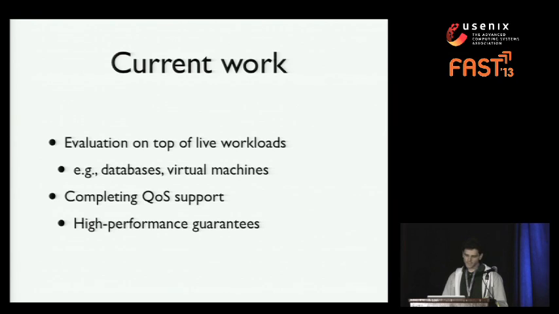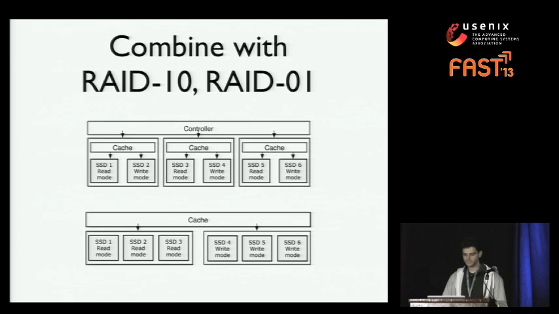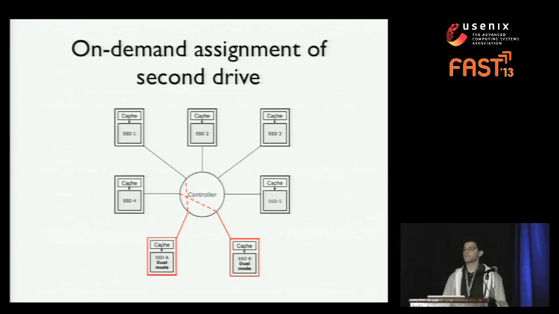So the current work, we are evaluating this on top of live workloads like databases and virtual machines, and we're completing our QoS support. We like to combine this with RAID 10, as you can see in the diagram, and RAID 01, because you already have twice the amount of drives, so it's a good scenario. Another idea is to have on-demand assignment of the second drive, because sometimes you don't really have a problem with your SSD, so why have twice the SSDs on your storage?